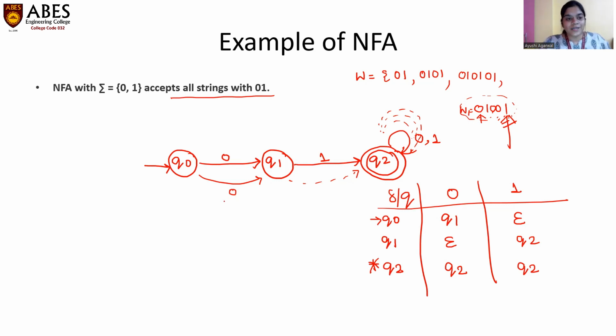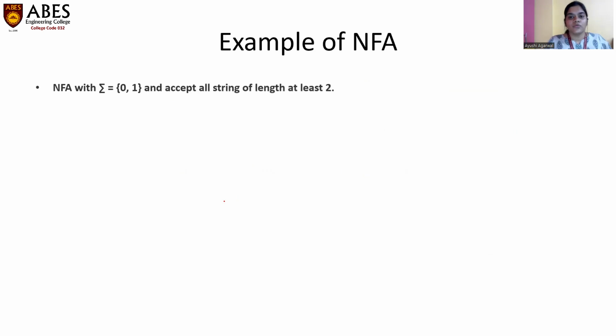Now let's move on and see one more example with NFA. Over here, the statement says that you need to draw an NFA with input symbols 0 and 1 that accepts all strings of length 2. So that means you need to draw an NFA for input symbols 0, 1, where it will accept all those strings over 0, 1, but with a length of 2.